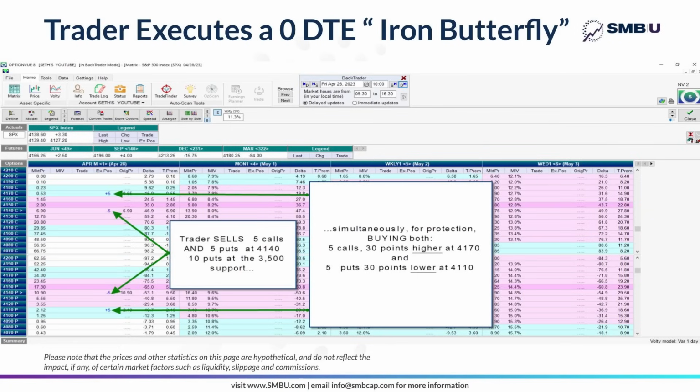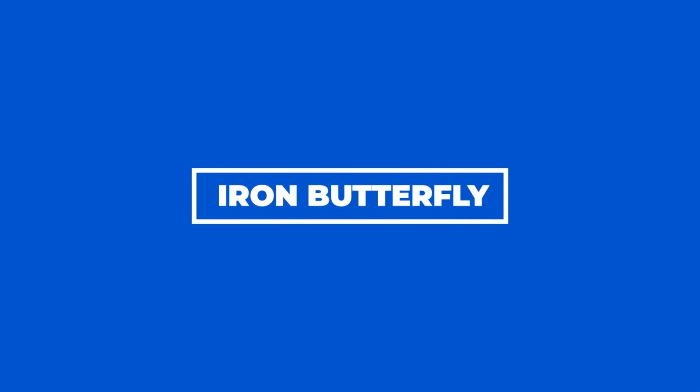Then for protection, we move up 30 points to the 4170s and buy 5 of those calls, and move down to the 4110s and buy 5 of those puts. When an options trader sells a call and a put option at the same strike in the same expiration and buys a protective call and put options equidistant from each other above and below the short options respectively, that formation is what is known as an iron butterfly strategy. It's one of the many option strategies that can be implemented in a 0 DTE, a one-day time frame.